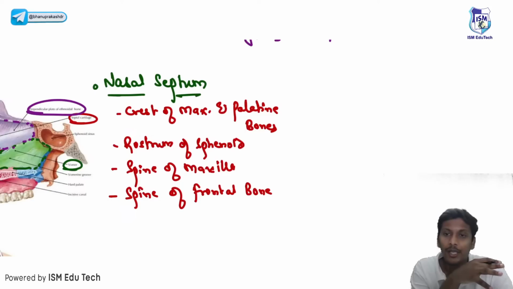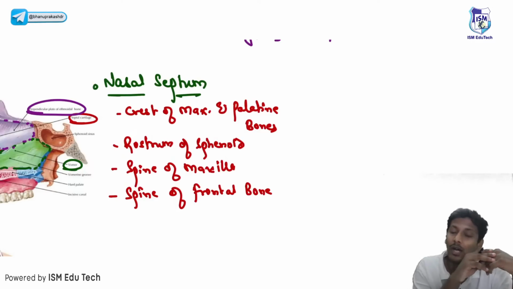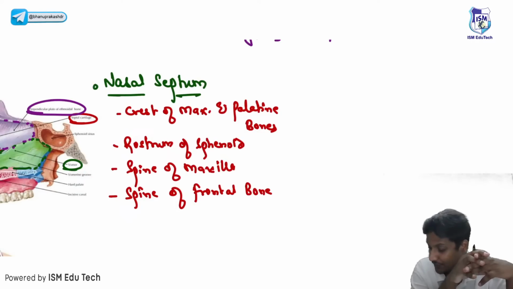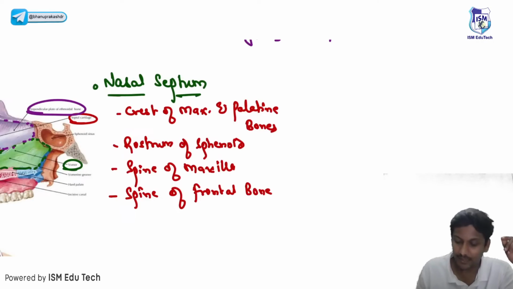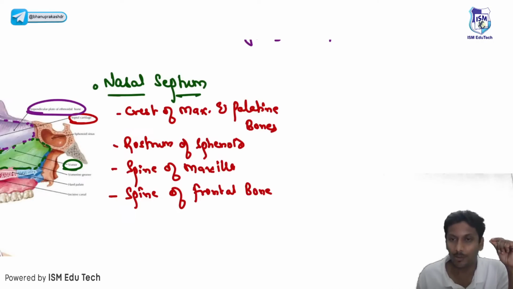Why is this important? Because, as I've told you, from ENT a lot of times they might ask you questions related to the anatomy, and they always try to ask which among the following is not a contribution in the nasal septum. That's why you need to remember these things: the three major and the four minor contributions in the formation of the nasal septum.